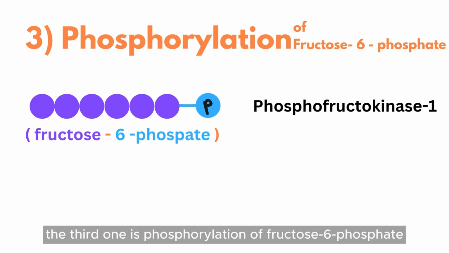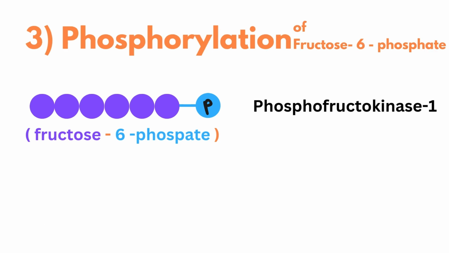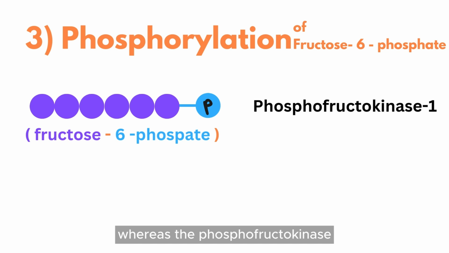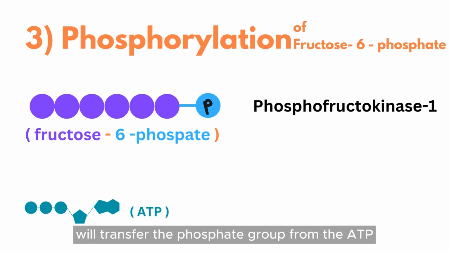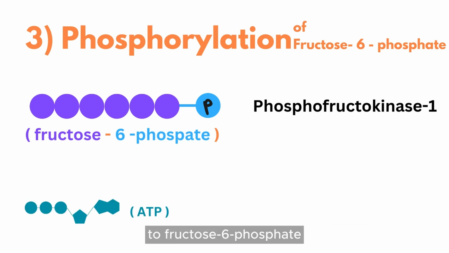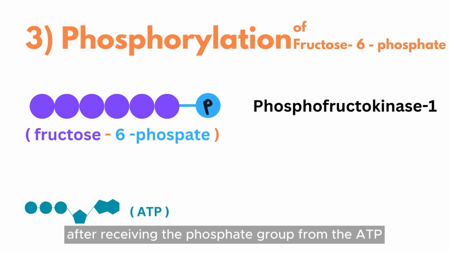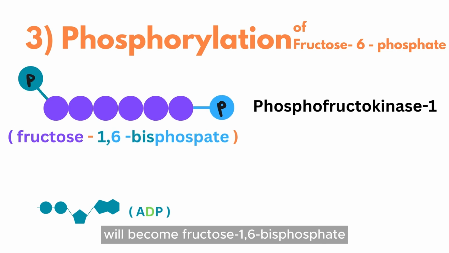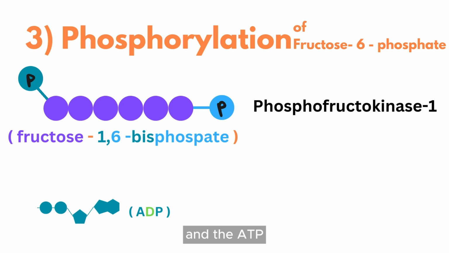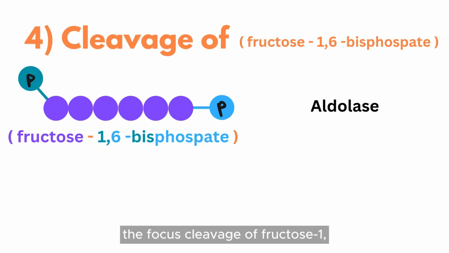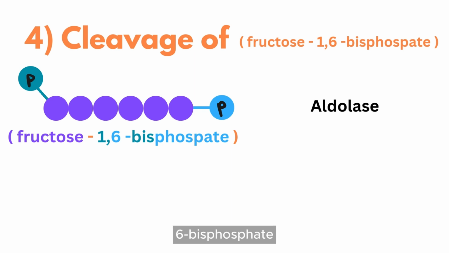The third one is phosphorylation of fructose 6-phosphate. Phosphofructokinase works the same as the enzyme hexokinase: it will transfer the phosphate group from the ATP to fructose 6-phosphate. After receiving the phosphate group from the ATP, fructose 6-phosphate will become fructose 1,6-bisphosphate, and the ATP, after it loses its phosphate group, will become ADP.